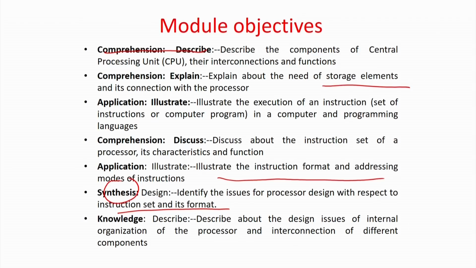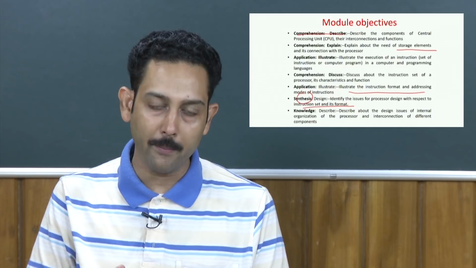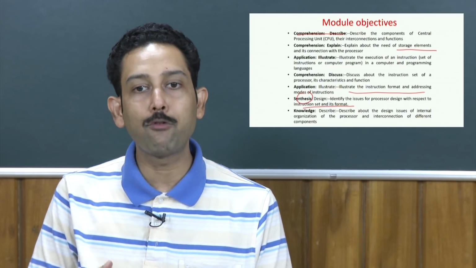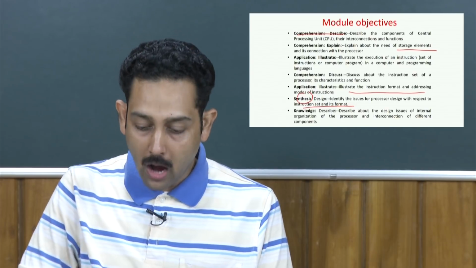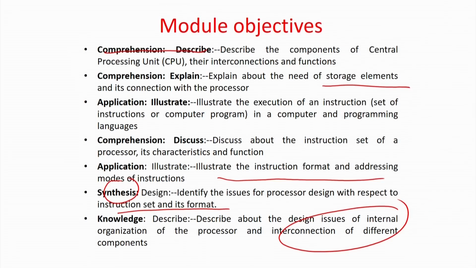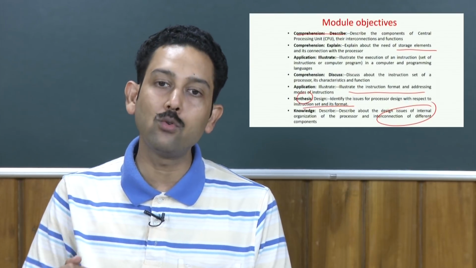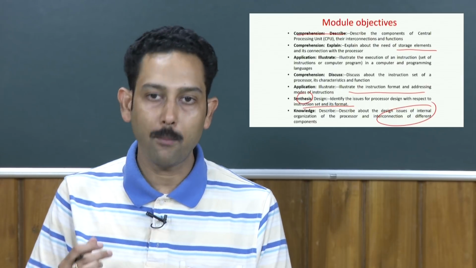That is, your central processing unit is not only about your arithmetic and logic operation and all the instructions. They have to be connected to the memory, they have to be connected to some IO devices, etc. So how internally they will be connected, that part also you will be able to describe. So these are the basic objectives of this module. Once you do all the units and solve the problems, you will be able to precisely achieve these module objectives.